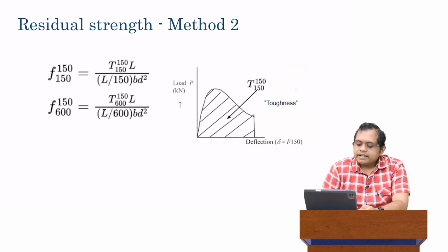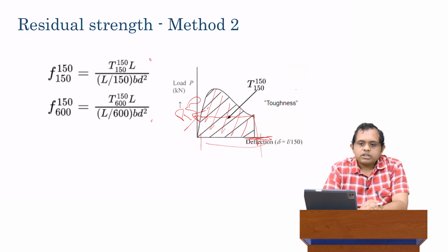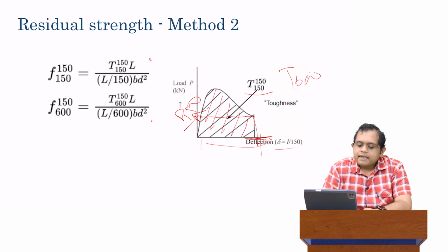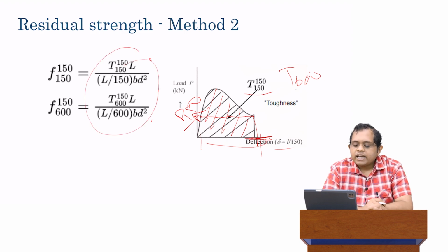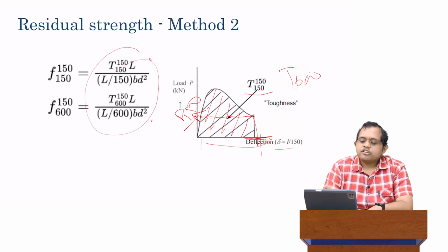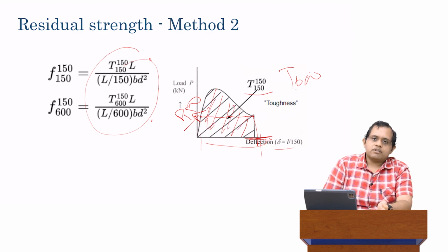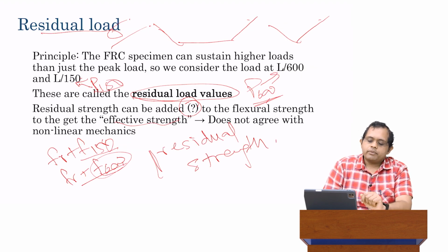So if, for example, I take deflection at L over 150, previously I was saying, okay, just use this value of P and call it P150. That's one approach. Another approach is to actually take the area of the graph up to a deflection of L over 150. And then you can use these two formulas over here. It could be L over 600 or L over 150. You get that, we call that T150 or T600, depending on where it's being done. And then you can use these two formulas to calculate F150 or F600. So this method 2 is actually based on area or toughness, whereas method 1 is based on a point value.